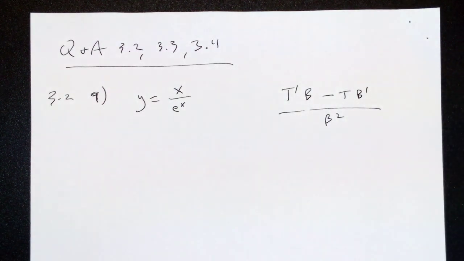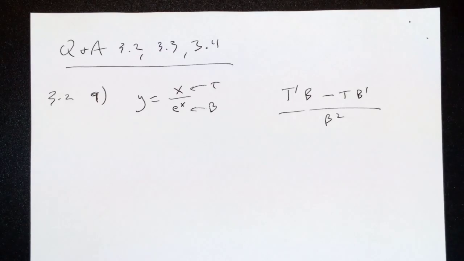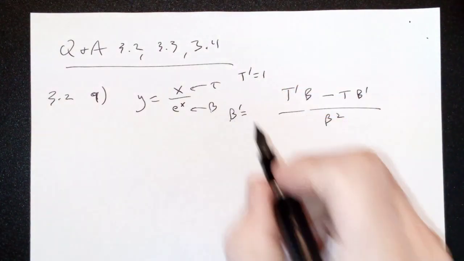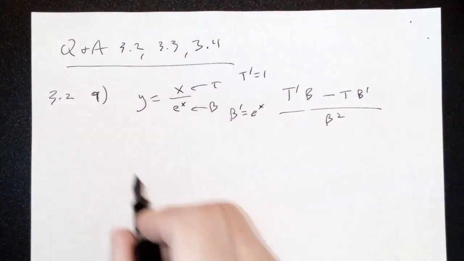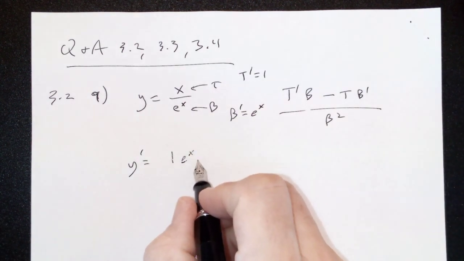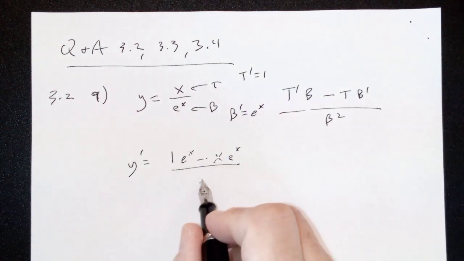Perfect. Derivative of the top times the bottom minus, leave the top alone, derivative of the bottom. Do them one at a time, and then over the bottom squared. This is our top. This is our bottom. So our derivative of the top is 1, and the derivative of the bottom is e to the x, because the derivative of e to the x is e to the x. So y prime is the derivative of the top times the bottom minus the top times the derivative of the bottom, over the bottom squared.